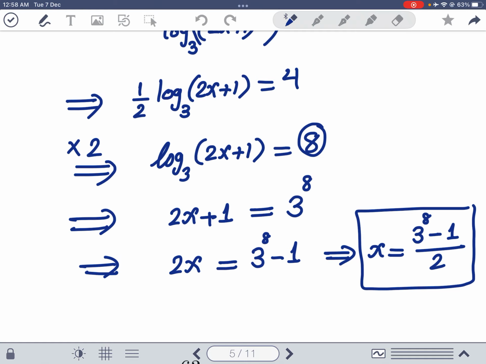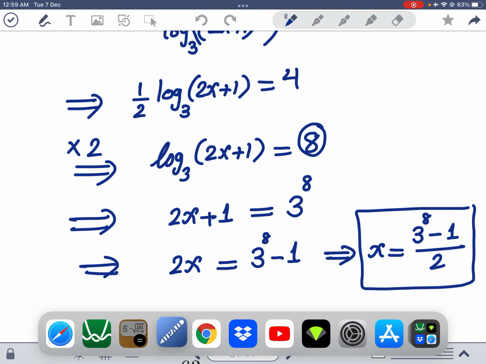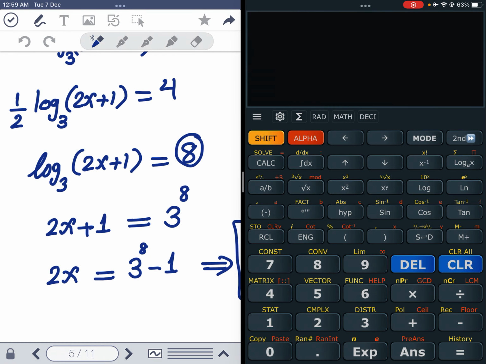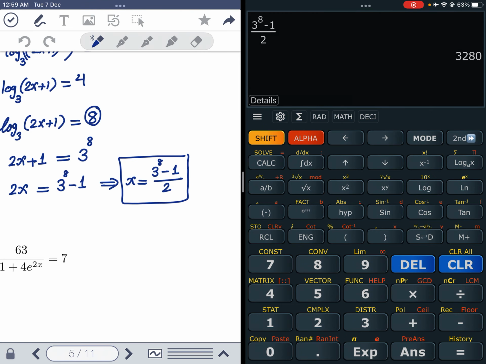And of course, we want to find what this is equal to. It will be a big number, because 3 to the 8 is a big number. So 3 to the power 8 minus 1 over 2 equals 3,280. I'll do it as a fraction. So this is a whole number. So x is 3,280. You can take this because it's a precise answer.